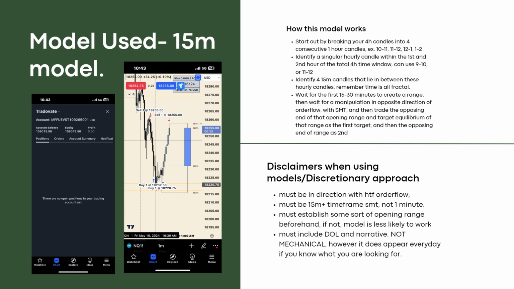And for this model, for me to see the highest probability, there must be an established opening range beforehand, right? Like I said, during the opening of candles, there are sometimes where it will classically expand depending on what the previous candle did. If we're in a trending day, and let's say 10 a.m. automatically shoots up, then we can expect 11 to 12 to sort of retrace, generate more interest into the market on both sides, accumulation, and then wait for a continuation of that setup through turtle soup, right? Must include DOL and narrative. This is not mechanical. However, it does appear every day if you know what you are looking for.